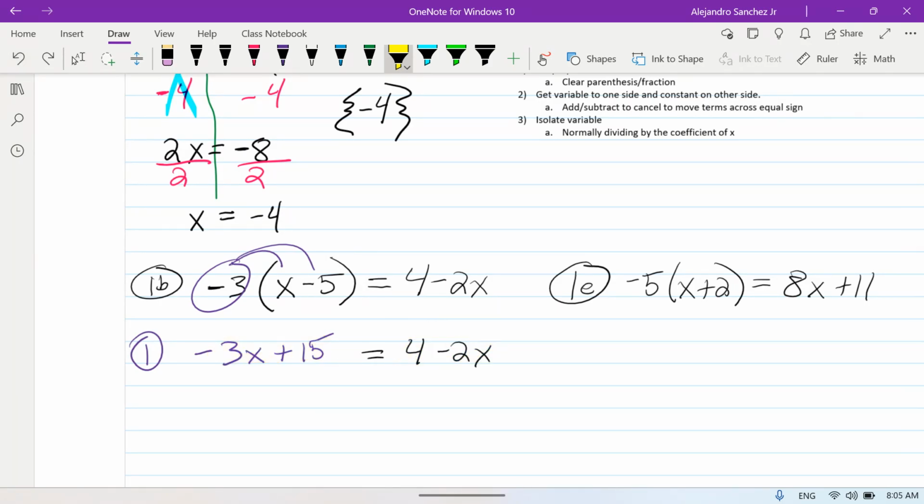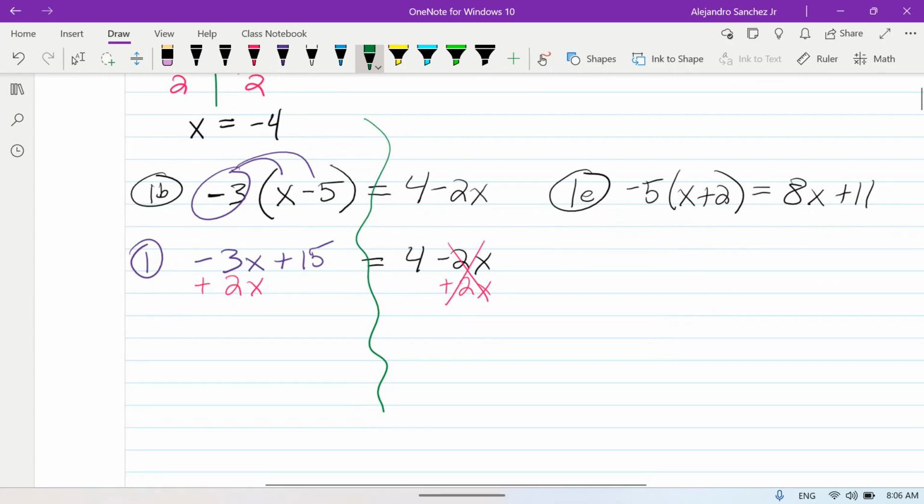So now we move to step 2, where we want to move the x's to one side and the constants to the other. So I'm going to add 2x. This is where I want to add or subtract to cancel. I'm canceling out that negative 2x, so I'm adding 2x to this side. Again, whatever we do to one side of the equal sign, we have to do to the other. So we'll have a negative x, I apologize, negative x, right? Negative 3 plus 2x.